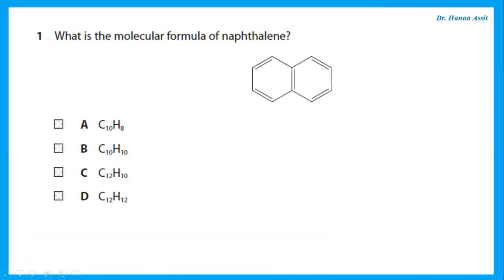So the first question here said, what is the molecular formula of naphthalene, of this compound? Of course, to get the molecular formula, you need to count all the number of carbons and the number of hydrogens. So write them out. Each carbon must have a total of 4 bonds. If you count the number of carbons and the number of hydrogens, it comes out C10H8.